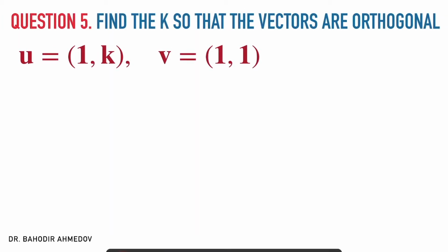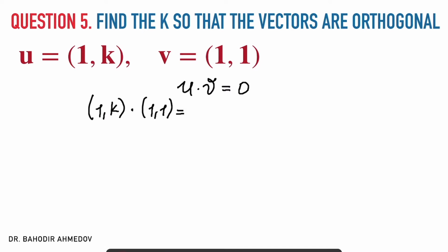The next question is we have to find the value for k so the two vectors are orthogonal. Well, two vectors are orthogonal if and only if their dot product, or the scalar product, is equal to 0. I'm just going to multiply these two vectors as a dot product, equate this to 0 and find k.